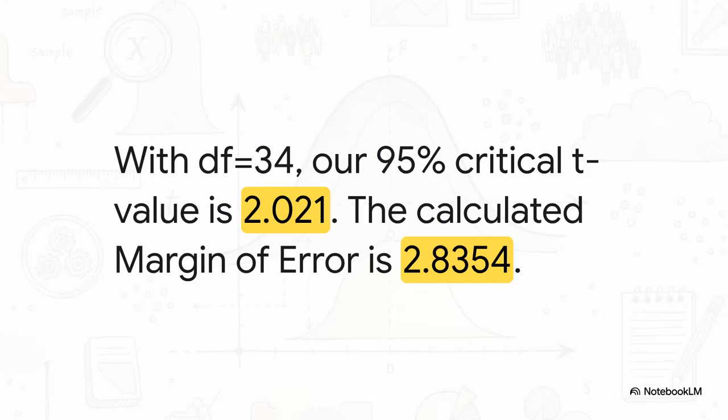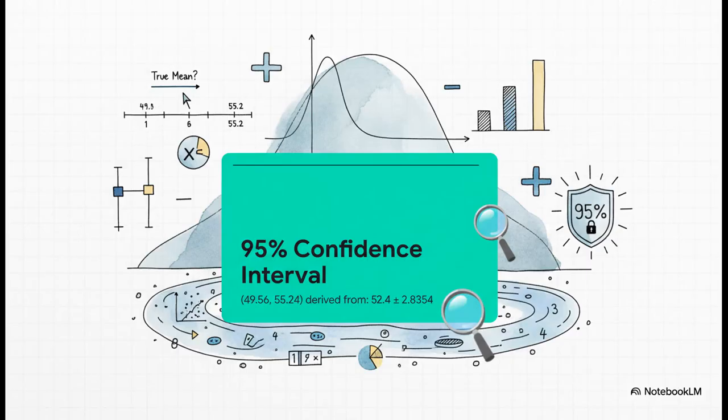All right, let's put it all together. With a sample of 35, our degrees of freedom is 34. Let's say we want to be 95% confident. We look up the critical t-value for 34 degrees of freedom, and it's 2.021. We plug that, our standard deviation, and our sample size into the formula, and we get a margin of error of about 2.84. Now for the easy part. We just take our sample mean, 52.4, and we add and subtract that margin of error. And there it is, our final result, a 95% confidence interval that runs from about 49.56 up to 55.24. So we can say we're 95% confident that the true population mean is somewhere in that range.